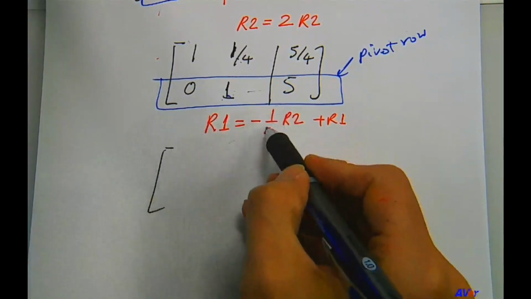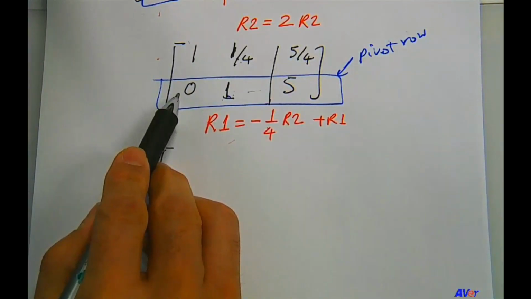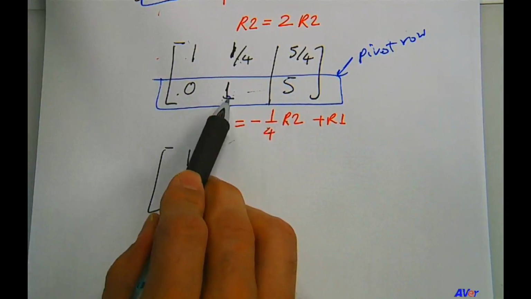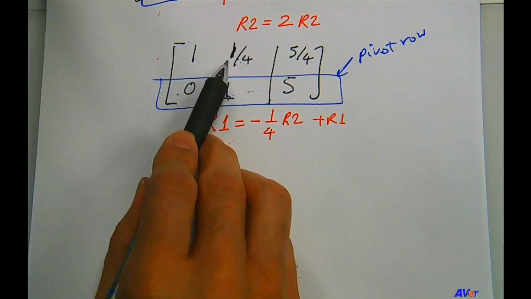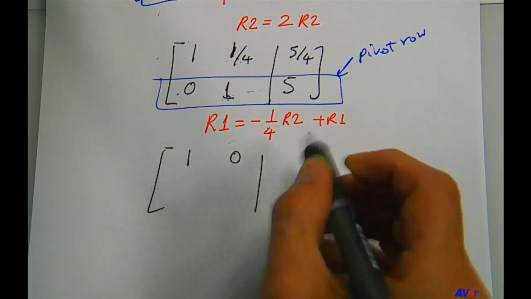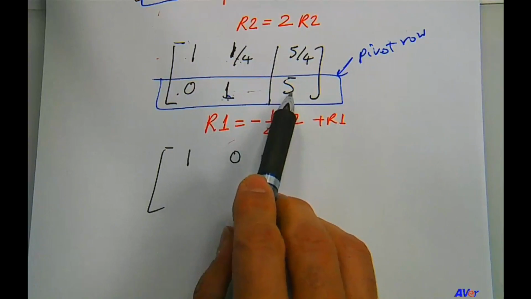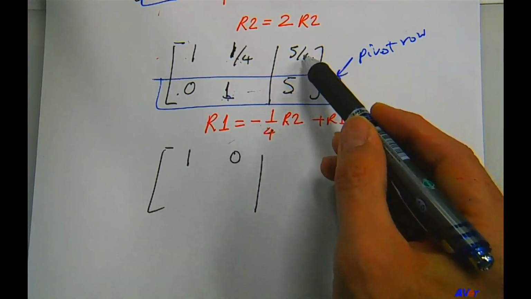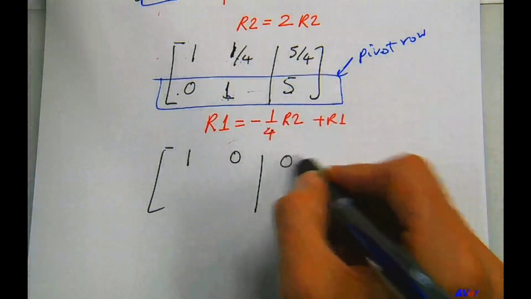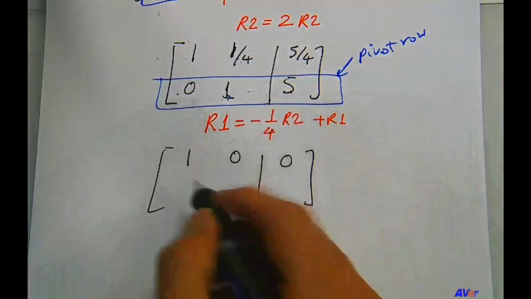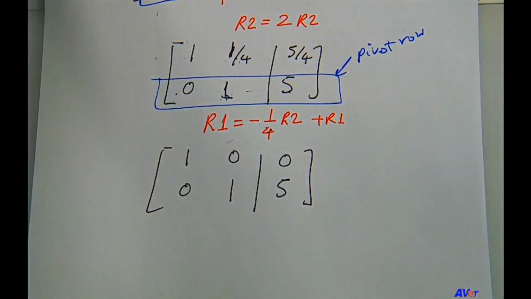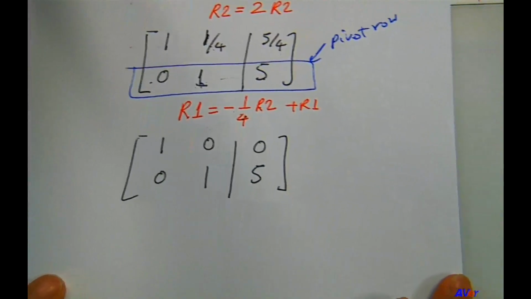So minus 1/4 times 0 is 0, plus 1, 1. Minus 1/4 times row 2, which is 1 at this point, that's minus 1/4, plus 1/4, that's 0. Minus 1/4 times 5 is minus 5/4, added to plus 5/4, it's 0. And then the second row, we can write it as it is, and compare that because it's off the screen. Let me write it here again.